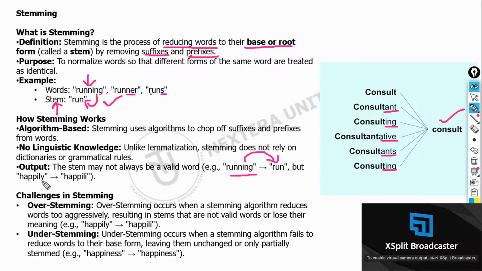But if you take happily, are you getting the right stem word? If you remove the suffix from happily, you should get happy. But what is your root word here? It is again happily, which does not have any meaning in the English language. So stemming has a disadvantage. I hope it's making sense. So why should we do all these steps? We'll talk about it when we come across the use case.